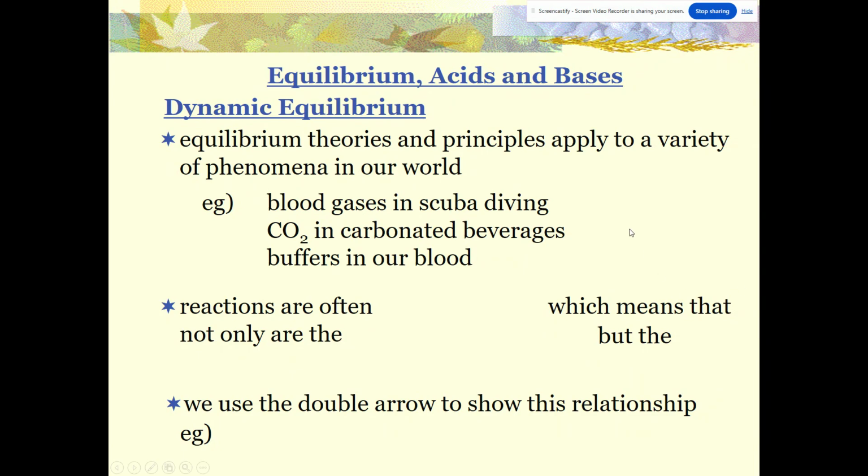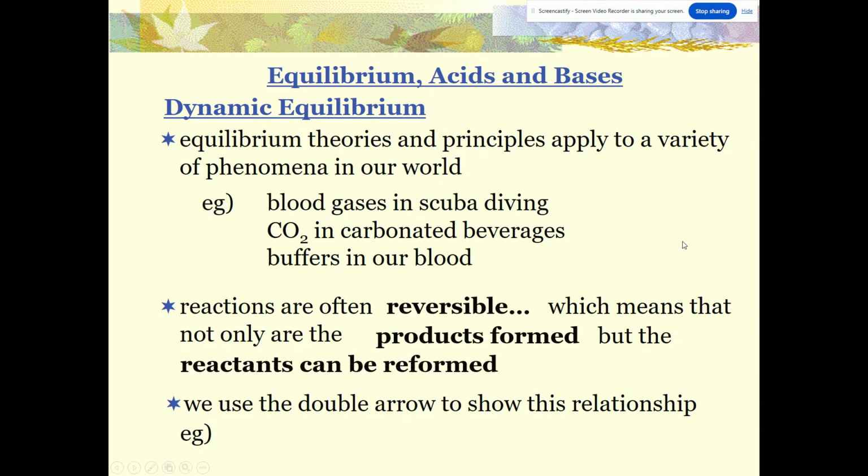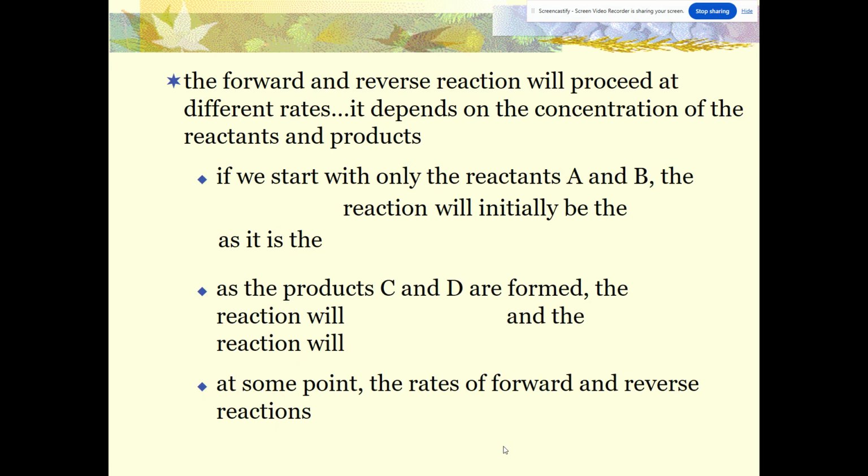So what is equilibrium? It's important to note that when we have a reaction, reactions are often reversible. Even though when I write a reaction, I always show my reactants on the left-hand side and my products on the right-hand side of the arrow, I can actually write a double arrow. That double arrow represents the forward and reverse processes taking place. So as the products are formed, they can start to react with each other and remake the reactants that had disappeared. So the forward and reverse reactions will proceed at different rates.